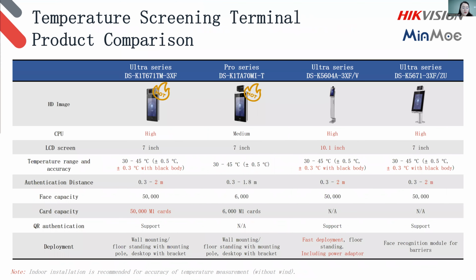At the same time, we also have the temperature screening terminal. Since 2020, with the COVID-19 period, every time we want to enter the office or the shopping center, we need temperature screening. This is why Hikvision also provides this kind of temperature screening system. For our MIMO products, from this table you can select according to your requirement.